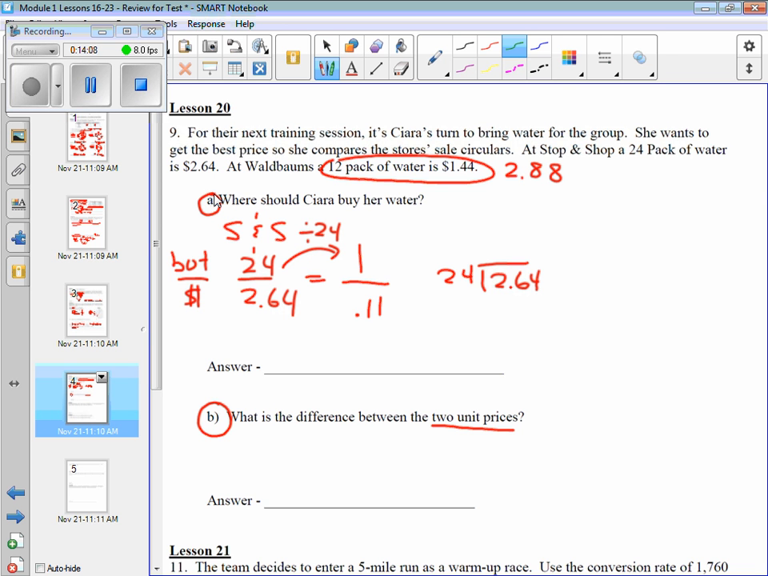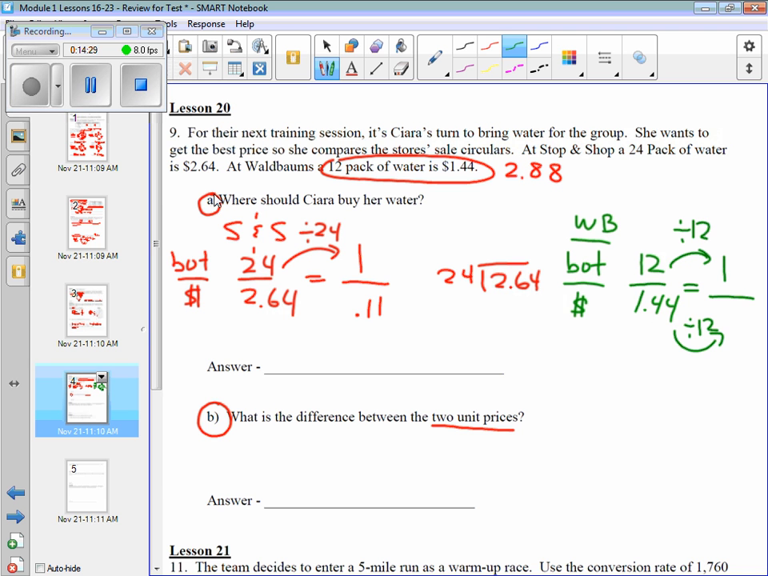For Wall Bombs, same template, but this time it's 12 over 144. Got to find the cost for 1. Division factor of 12. And this will also go to termination as 12 cents per bottle.